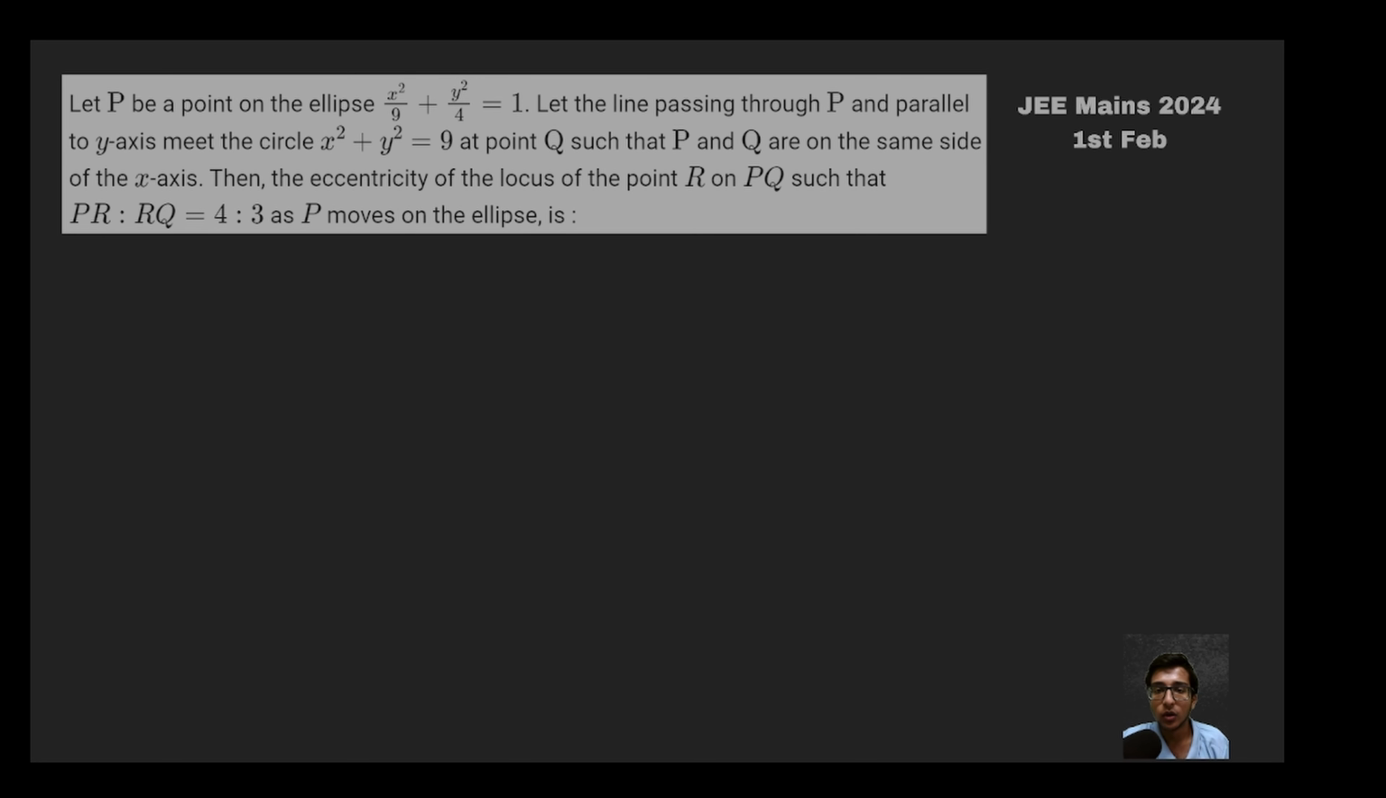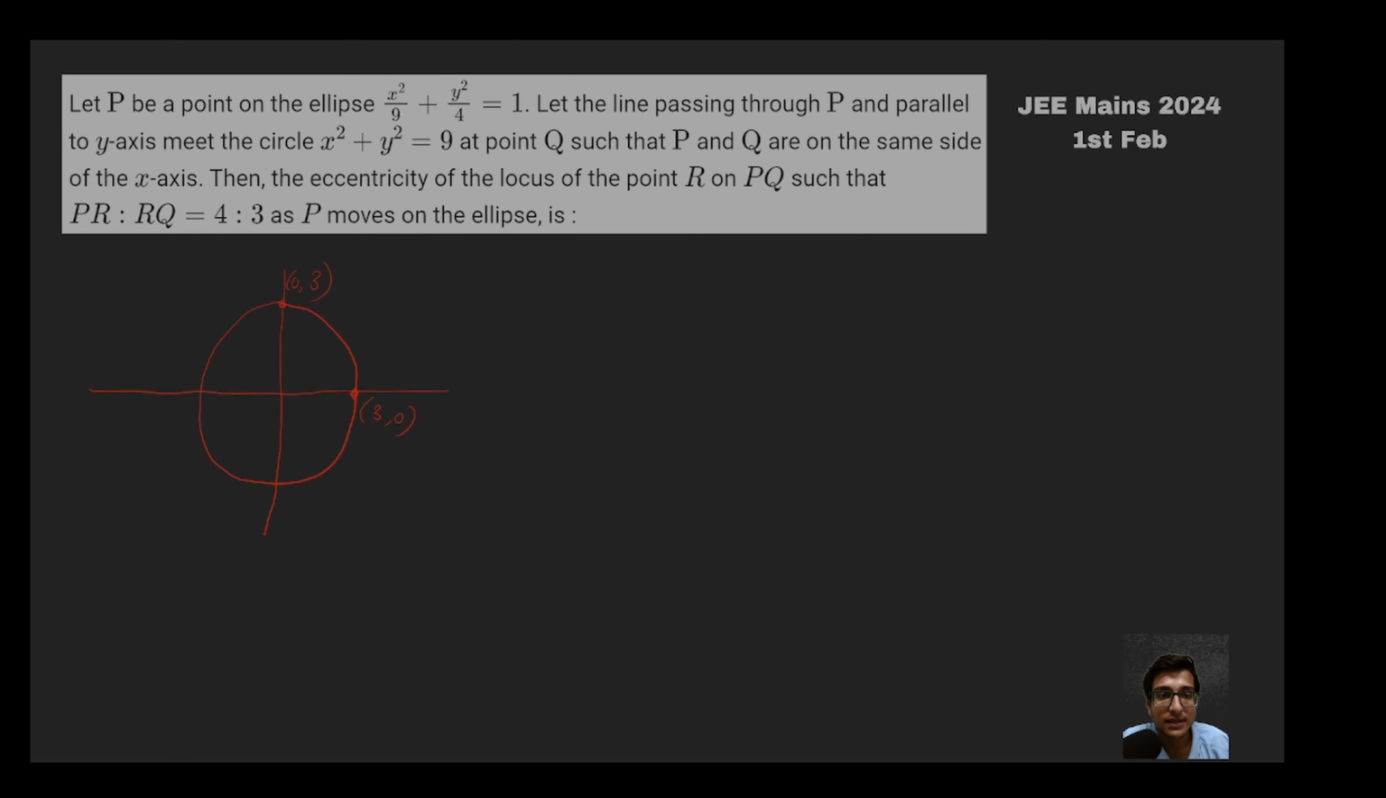So we need to find out the locus of R, and then we need to find out the eccentricity of that locus. So first of all, let us draw what has been given to us in the question. There is a circle that has been provided to us whose radius is 3. So this point is (3, 0), (0, 3). This is our circle, and there is an ellipse.